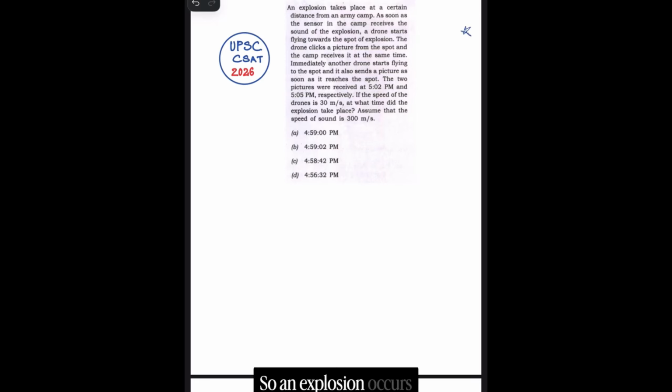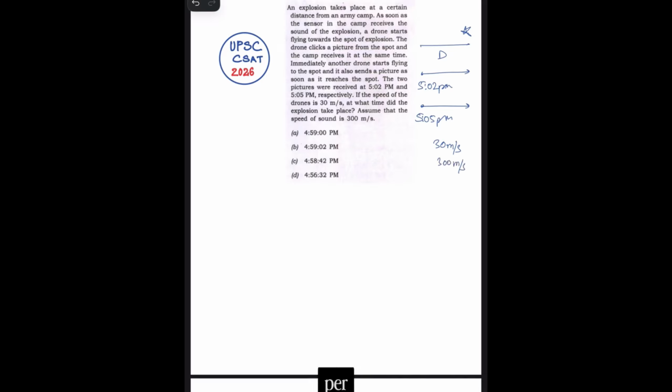So an explosion occurs at some distance from an army camp. As soon as the camp hears the sound, first drone starts moving towards the explosion site. As soon as it reaches the site, it clicks a picture and the picture is immediately received at the camp at 5:02 p.m. Immediately after receiving this picture, second drone starts moving towards the same site. As soon as it reaches there, it clicks a picture and the picture is immediately received at the camp at 5:05 p.m. Now the speed of each drone is given as 30 meters per second and speed of sound is 300 meters per second, and we are asked to find the time of the explosion.